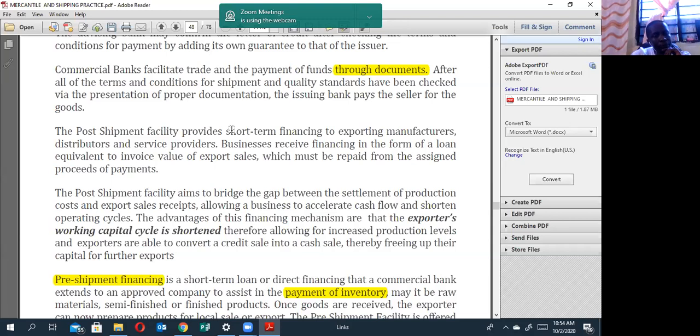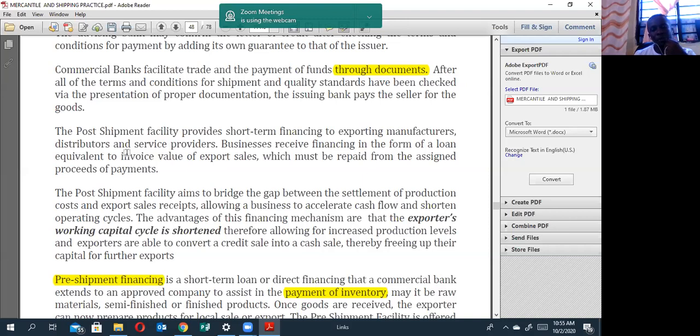So the post-shipment facility provides short-term financing to exporting manufacturers, distributors, service providers, and the businesses receive financing in the form of a loan equivalent to the invoice value of the export sales. So this must be repaid from the assigned proceeds of payment. So the key aim of post-shipment facilities is to bridge the gap between the settlement of production costs and export sales receipts. So they allow the business to accelerate the cash flow and shorten the operating cycles.